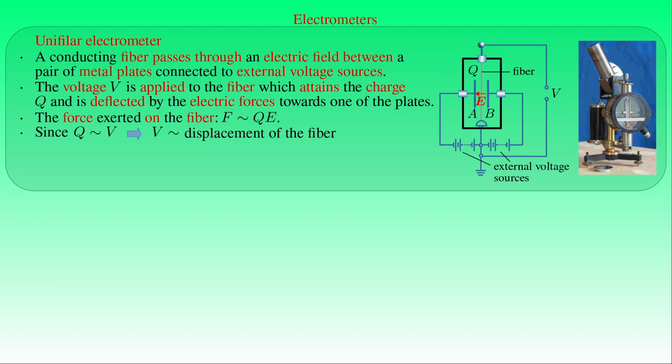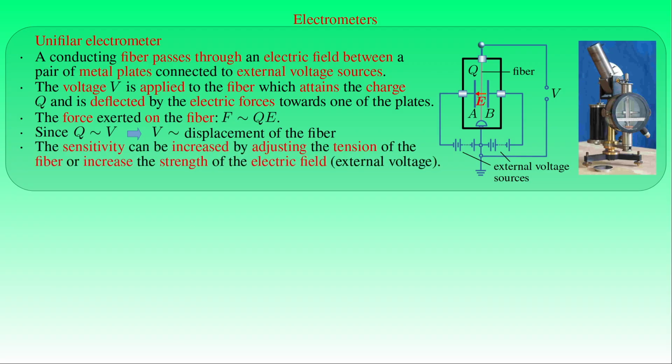The sensitivity of the string electrometer may be increased by adjusting the tension on the fiber and increasing the strength of the field, that is, the external potential applied to the electrodes. The latter is normally between 50 and 100 volts with respect to ground. We note that there is a bifilar version of the string electrometer where the potential being measured is applied to two fibers passing through the electric field between a pair of electrodes, and the deflection of the fibers due to their mutual repulsion is observed through the eyepiece.